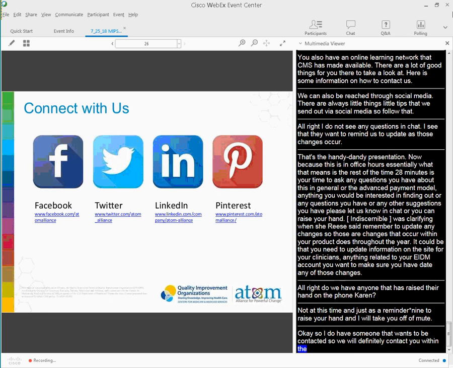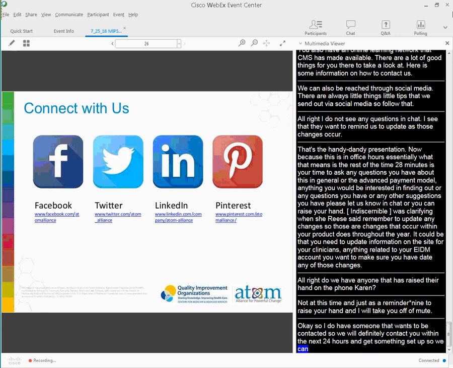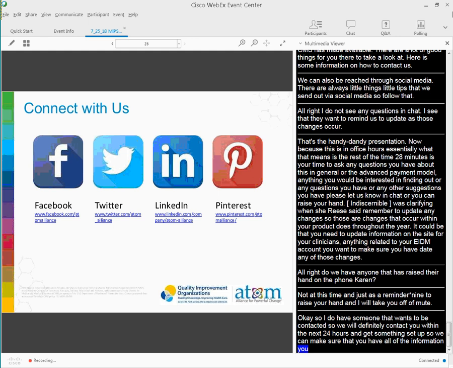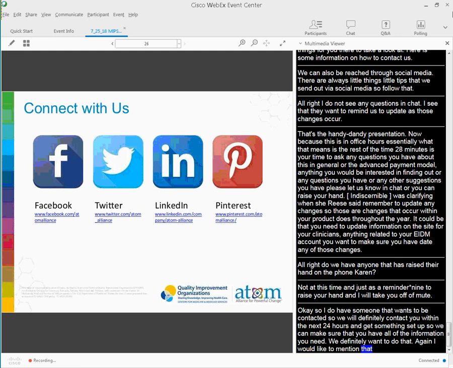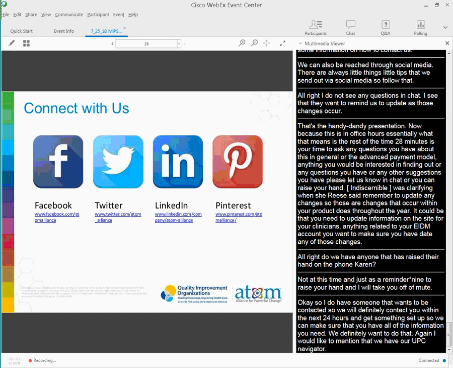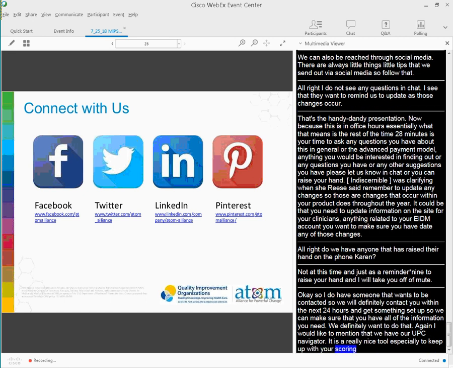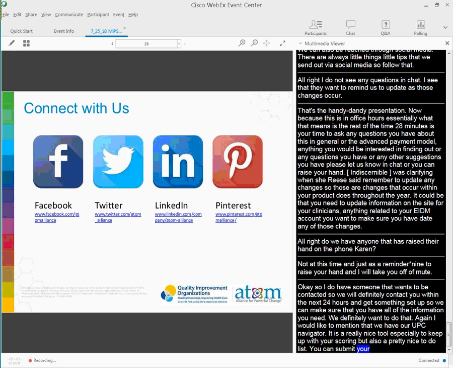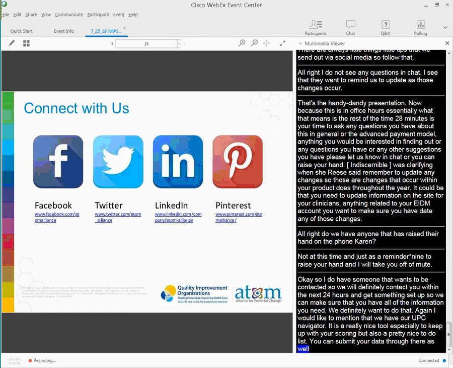Again, I'd like to mention that we have our QPP Navigator that's powered by VizNet. It's a really nice tool, especially to keep up with your scoring, but also a pretty nice to-do list. You can submit your data through there as well. So because you'll be entering data throughout the year, at the end, you can submit your data.